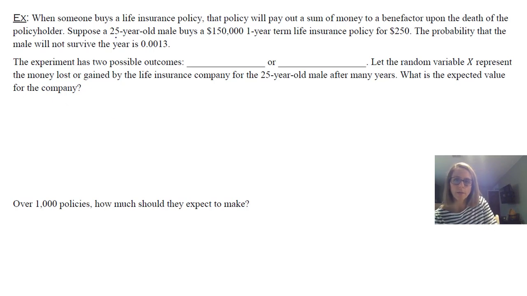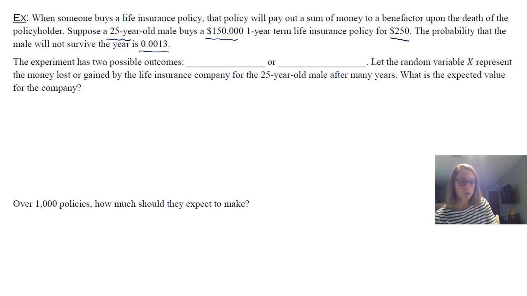So when someone buys a life insurance policy, the policy will pay out a sum of money to the benefactor, that's the person that they want to give the money to if they die, upon the death of the policy holder. So we have a 25-year-old male, okay, and that 25-year-old male wants a $150,000 life insurance policy, which is going to be for 1 year for $250 for the year. The probability that the male will not survive the year is, notice, it's very small. It's a 25-year-old male. Their chance of not making it is very small.